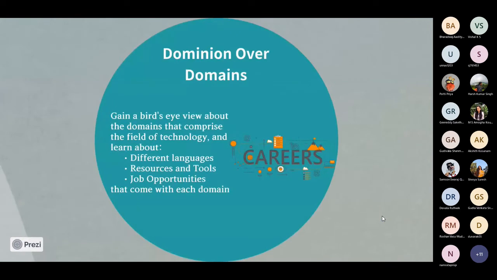The first event we have is Dominion over Domains. Here you'll get a bird's eye view, or an overall view, about the domains that comprise the massive field of technology. And for each of these domains, you learn about the different languages used, the resources and tools you can use and explore to help you know more about the domain, and even the job opportunities that come with each domain, so you can have an idea about a possible future in there, which will help you set your path.